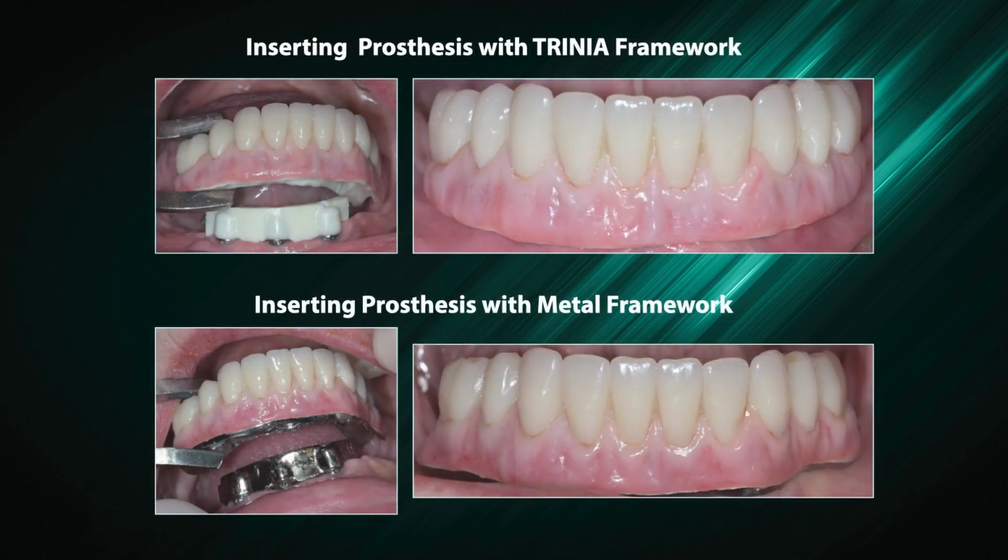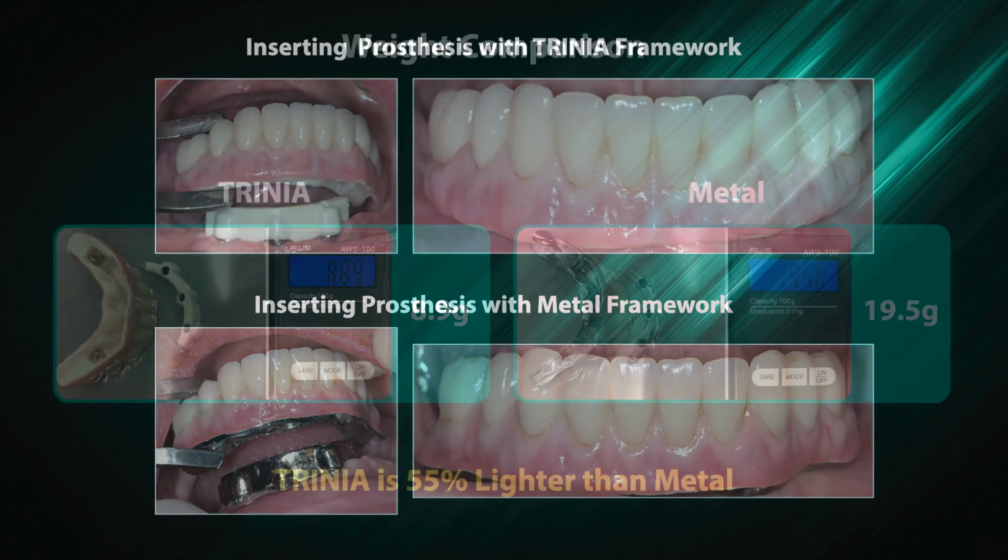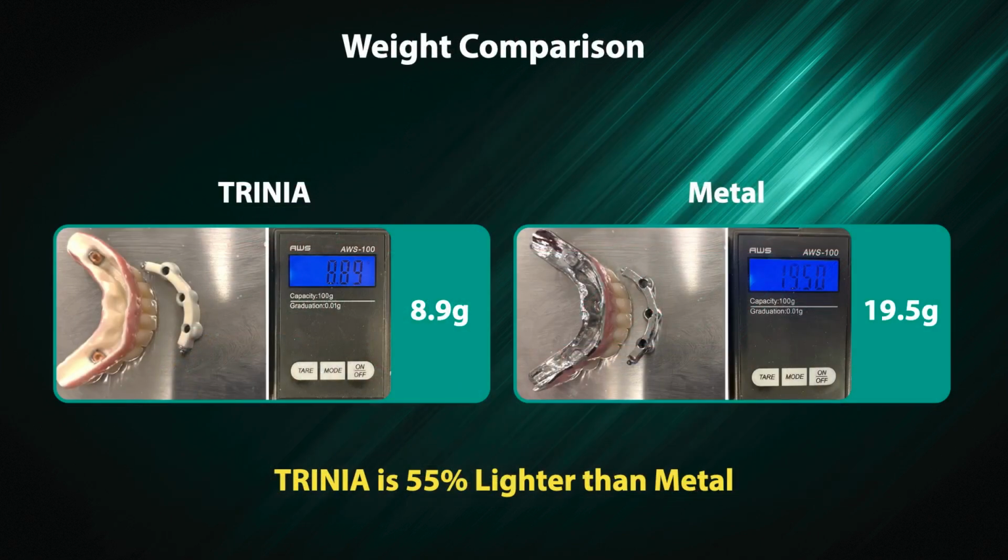And finally, the insertion of a prosthesis with a TRINIA framework and the insertion of a prosthesis with a metal framework. In a side-by-side weight comparison between a prosthesis with a TRINIA framework and a prosthesis with a metal framework, TRINIA is 55% lighter than the metal alternative.